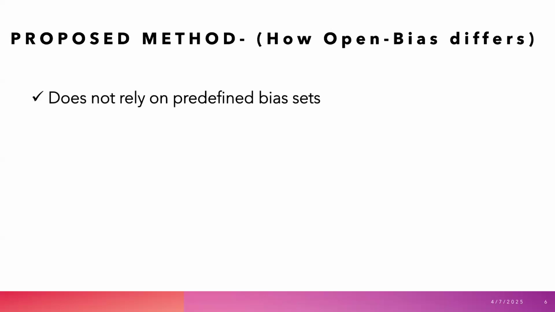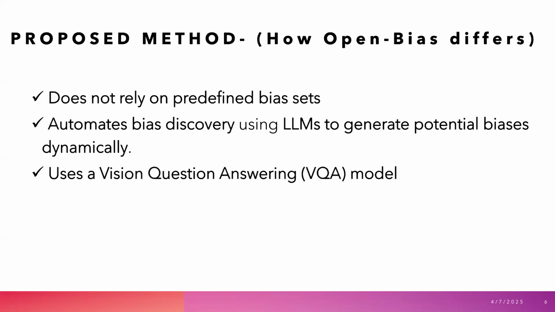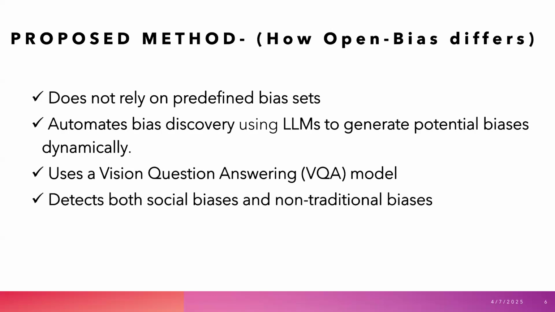So this does not rely on the predefined bias sets, and it automates the discovery using an LLM to generate the potential biases dynamically. And also it uses a vision question answering model, instead of the existing predefined models, to analyze the generated images from the models. And also it detects both social biases and non-traditional biases like age, gender, laptop brand, activity, and etc.